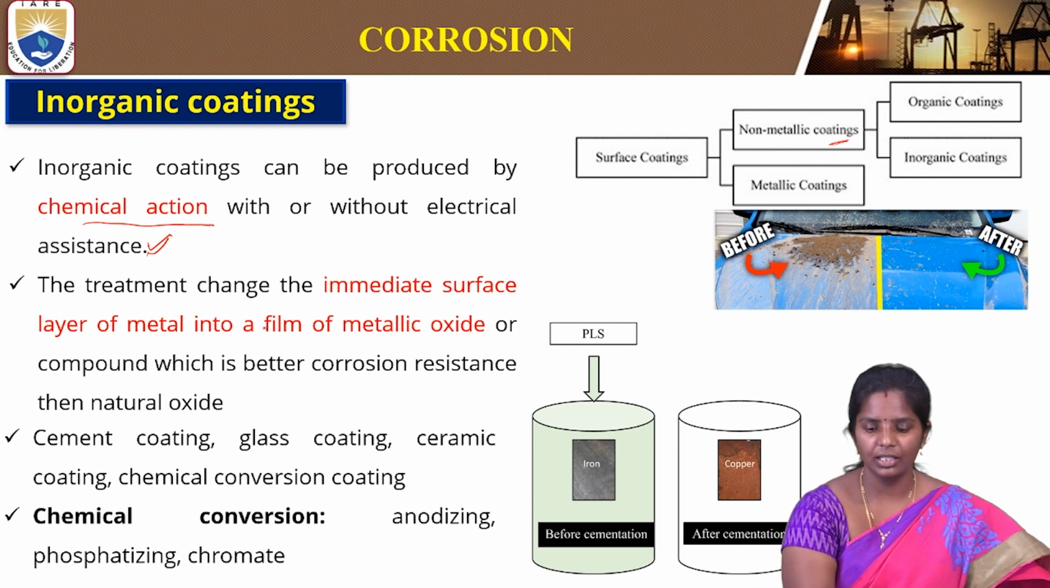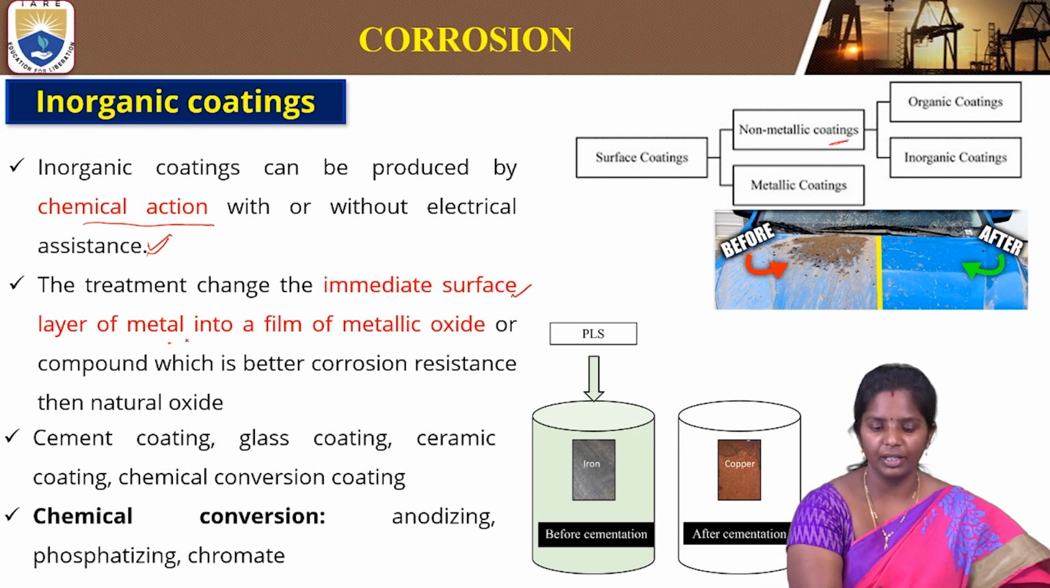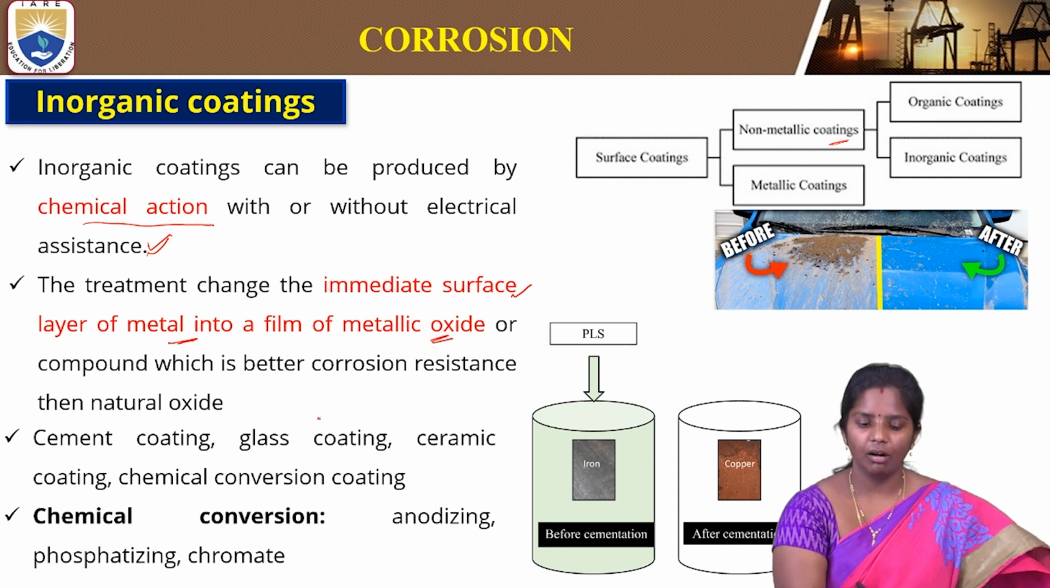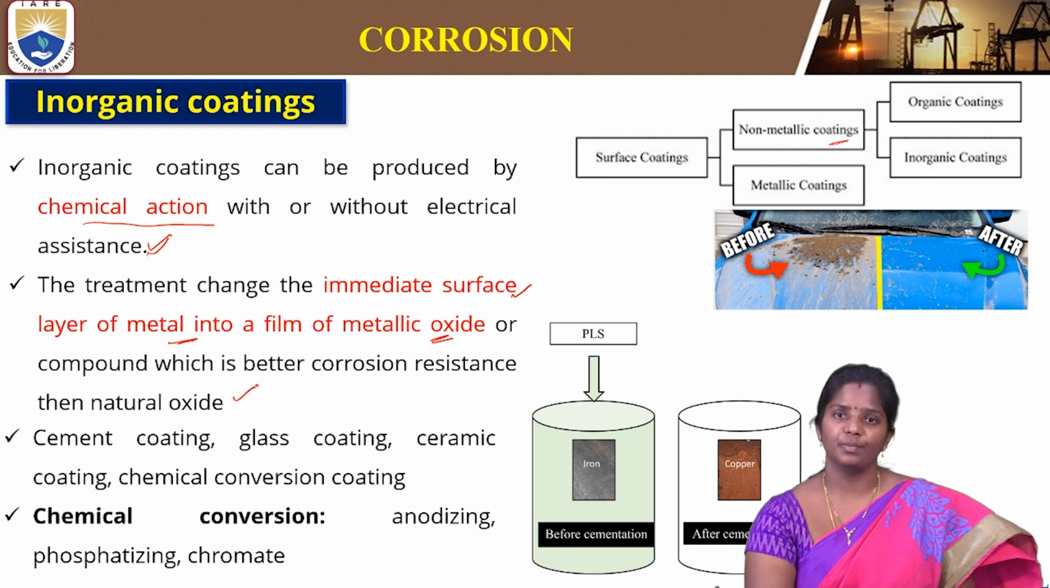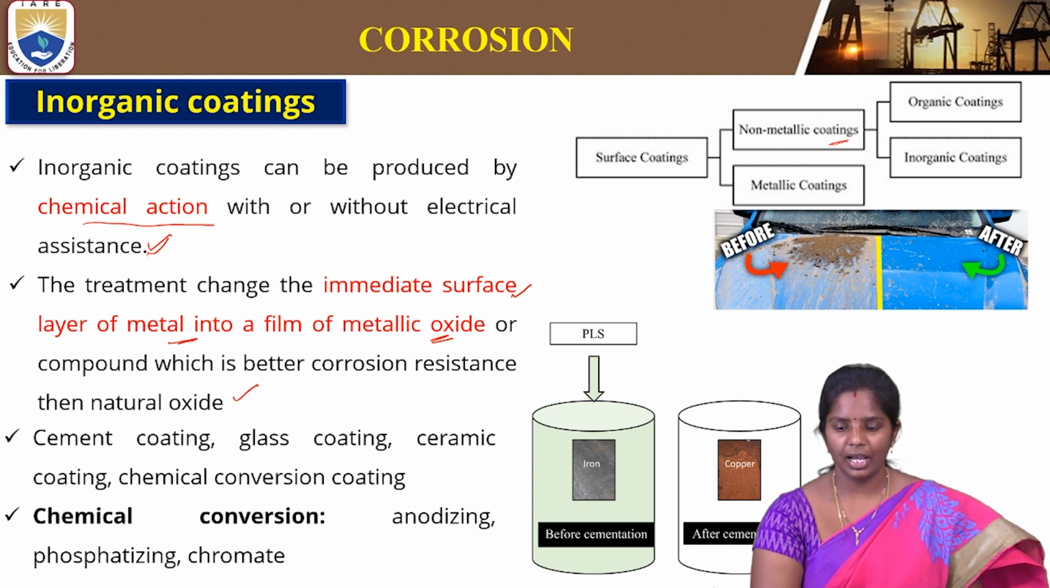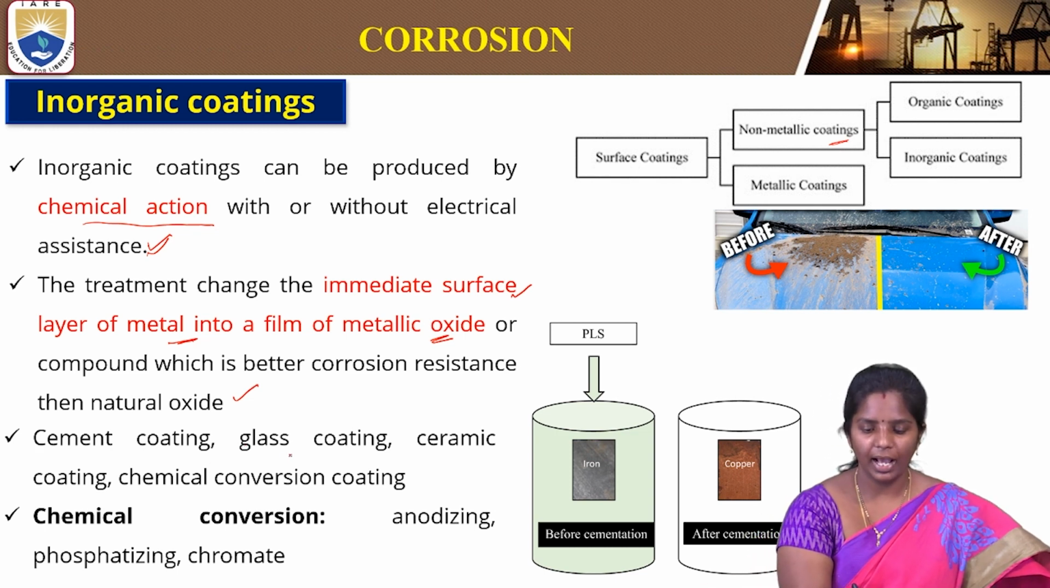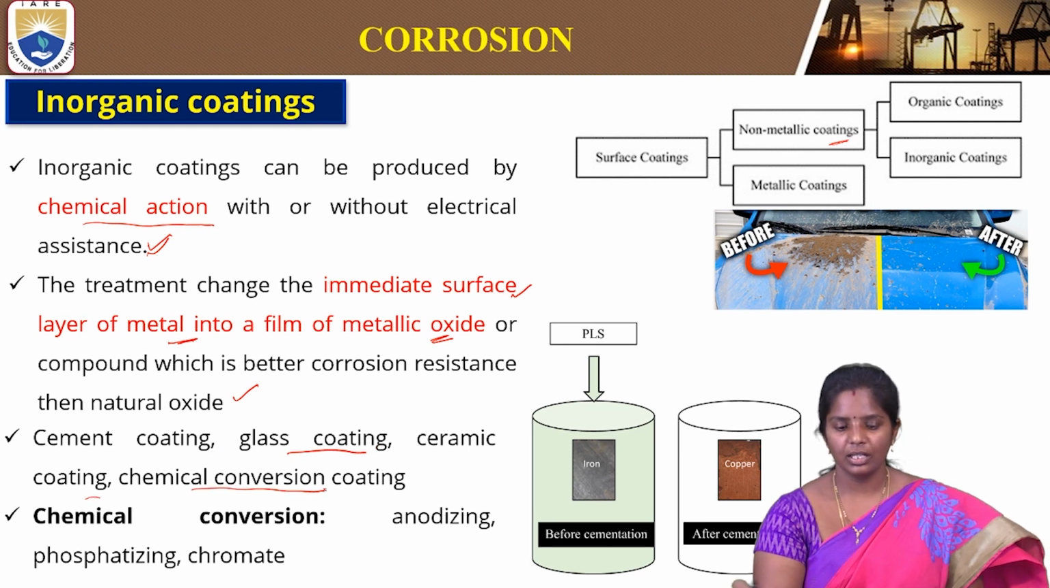The treatment changes the intermediate surface layer of metal into a metal oxide, or a compound which has better corrosion resistance than the natural oxide that is present on the metal. For example, there are cement coating, glass coating, ceramic coating, or chemical conversion coating. So these are some of the examples.